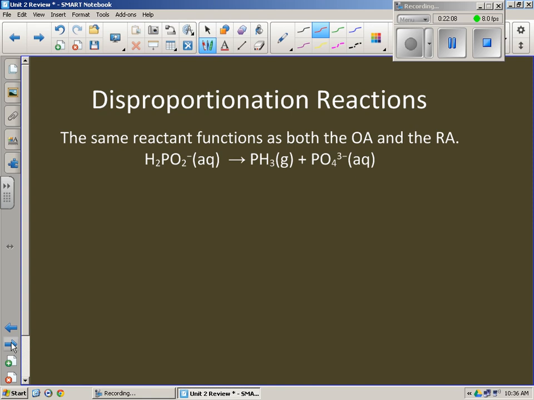Disproportionation reactions. All right, well, once again, how do you know you got disproportionation? Well, one of 2 ways. 1, they'll tell you. 2, well, look, you only have 1 reactant. So I guess this reactant looks like it's probably doing 2 different things. Probably losing electrons, probably gaining electrons.